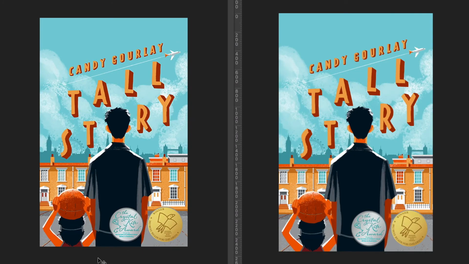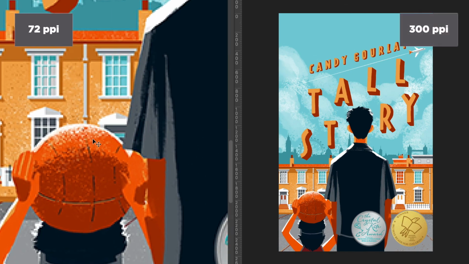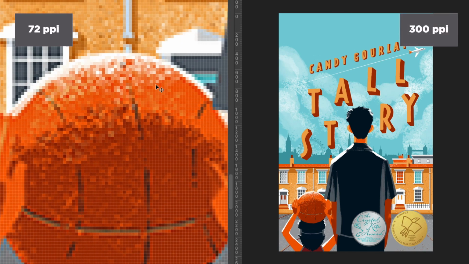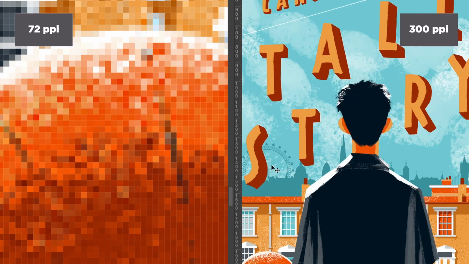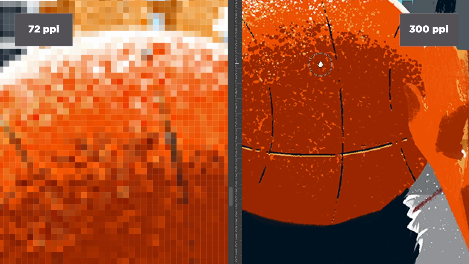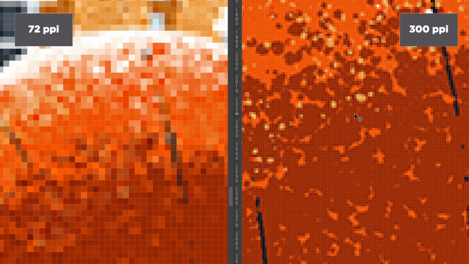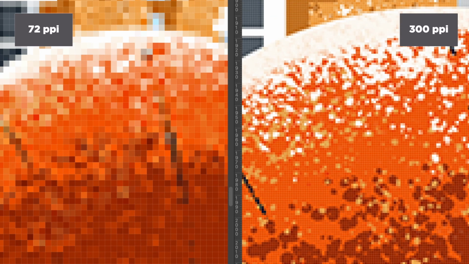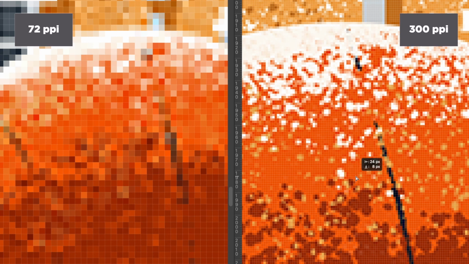Let's take a look at these two images. The one on the left is 5.5 by 8.5 inches at 72 PPI. The one on the right is at the same size but at 300 PPI. Note the difference in how sharpness correlates with pixel density.